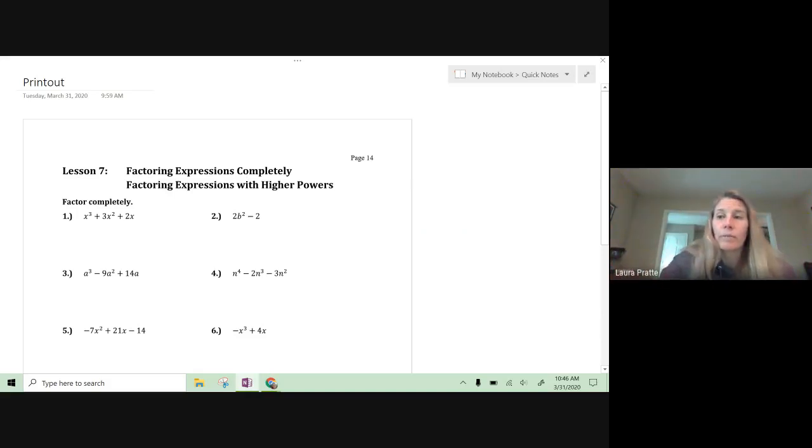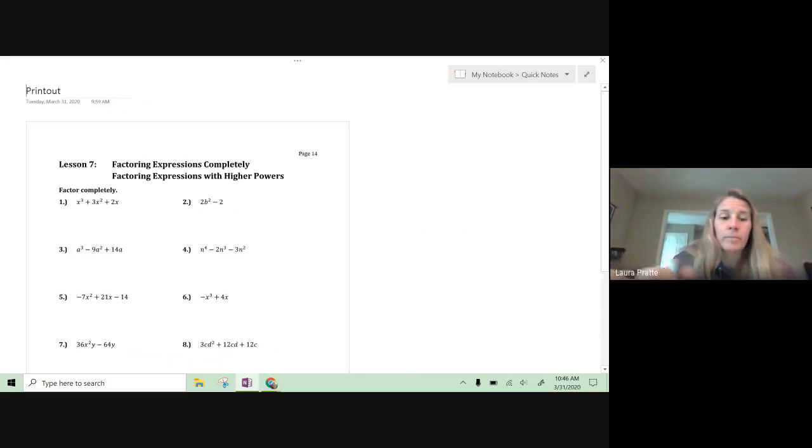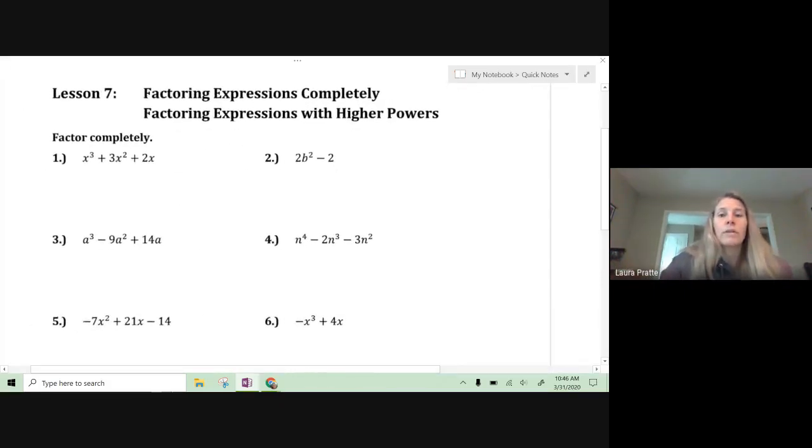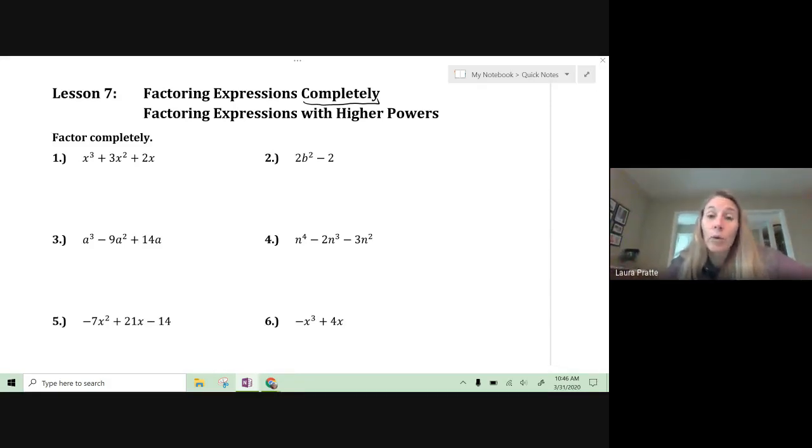So now if I'm looking at this next page, I'm going to factor these expressions completely. So when I'm factoring completely, that means that I'm going to always check for a GCF first, no matter what. So no matter what the problem is, binomial, trinomial, whatever, you always want to check for a GCF first, and if there is one, factor that out first.